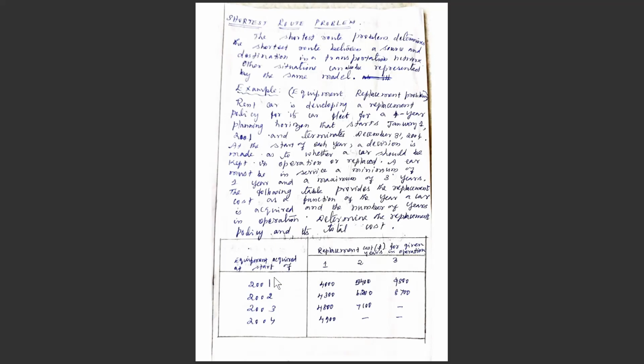The following table provides the car acquired at the start of 2001, 2002, 2003 and 2004. And these columns provide the replacement cost in dollars for given years in operation. This is for the first year of operation, this is for the second year of operation, and this is for the third year of operation.